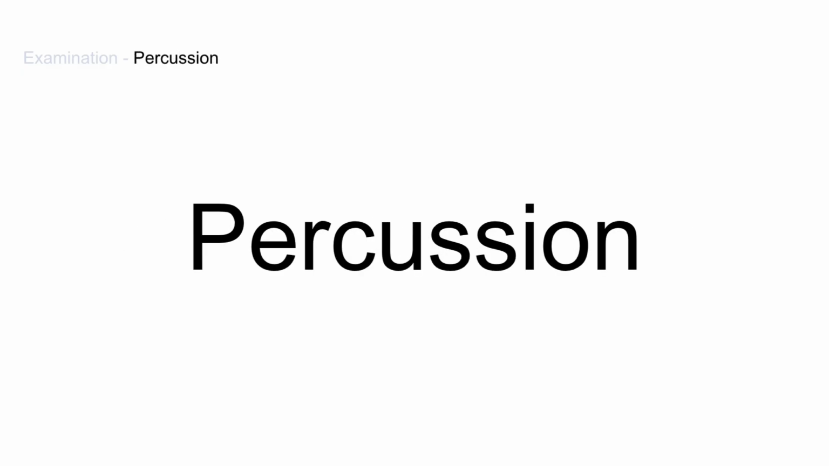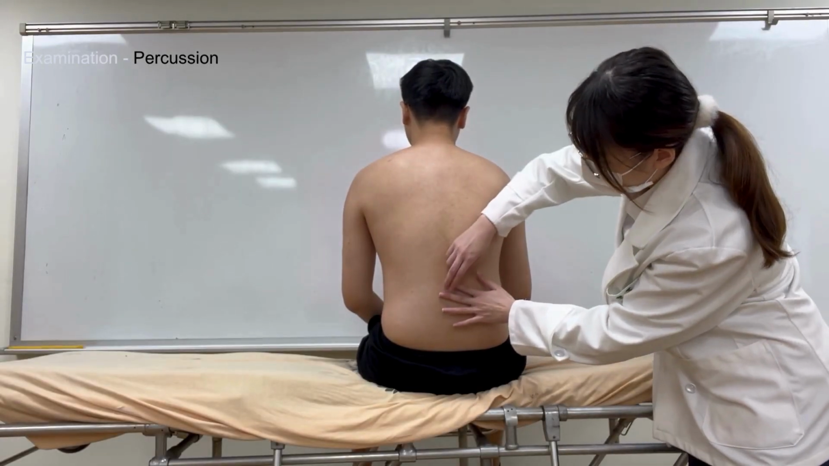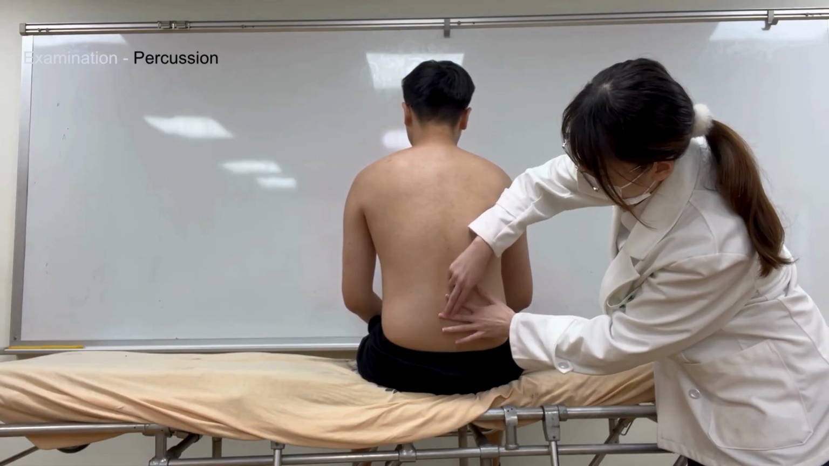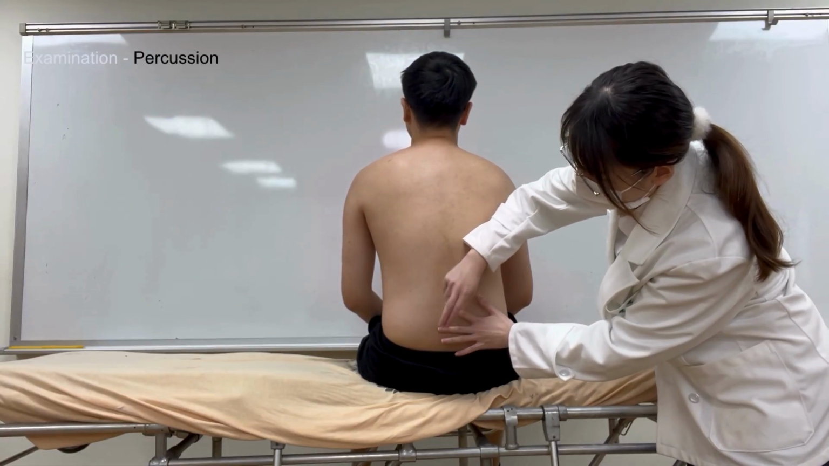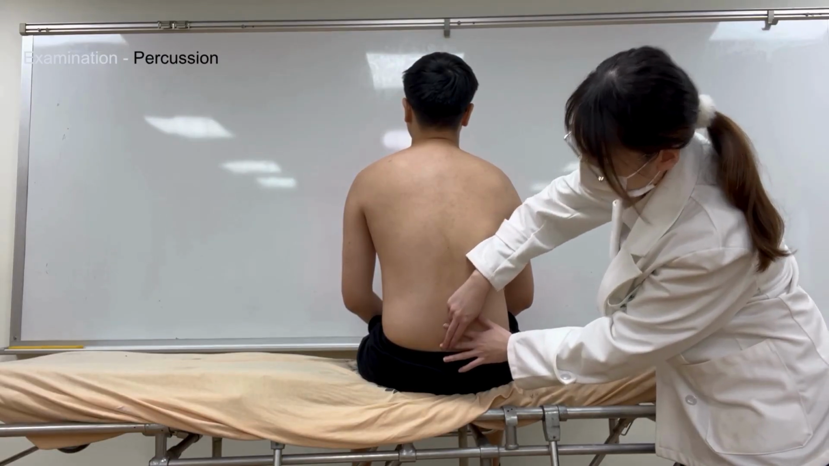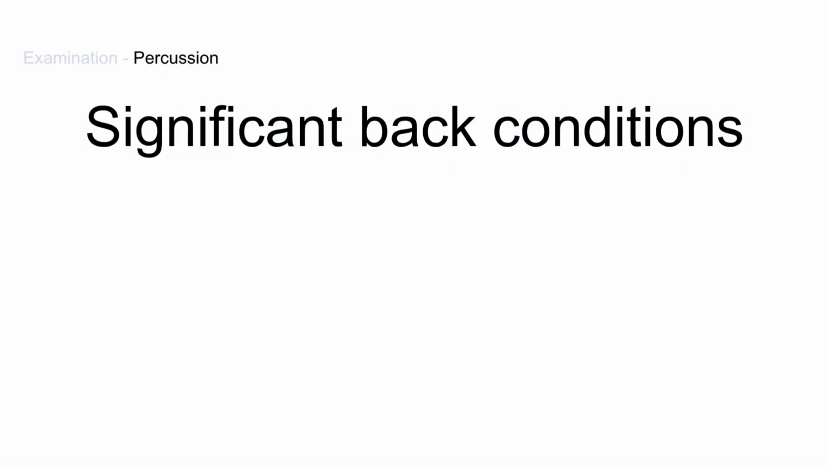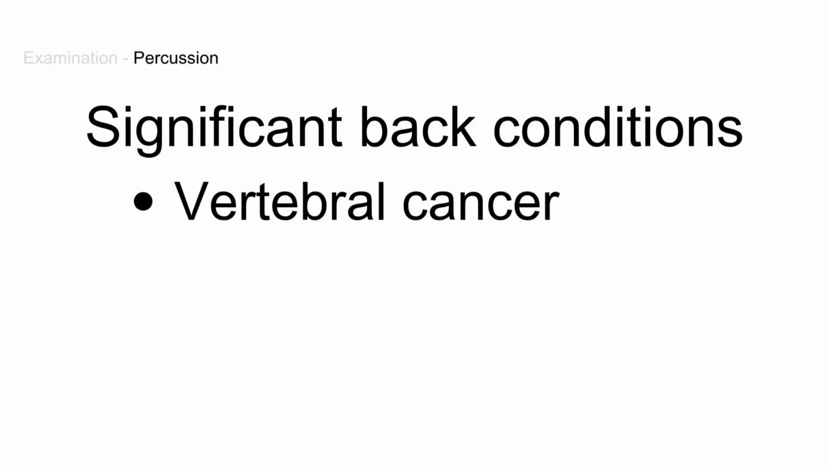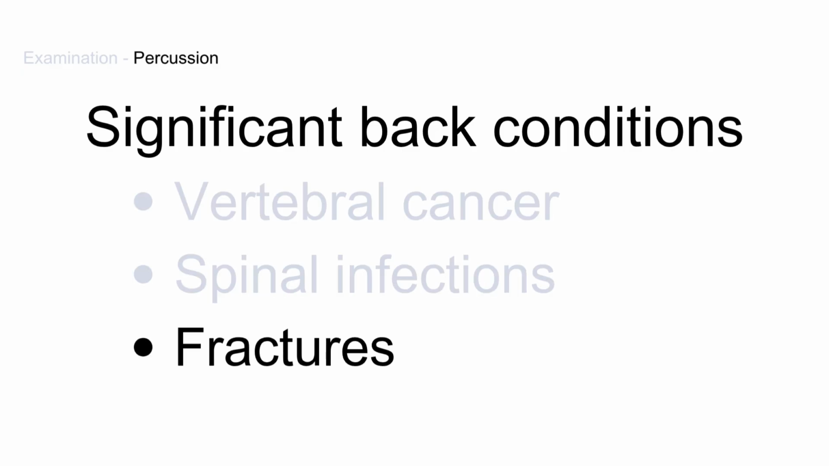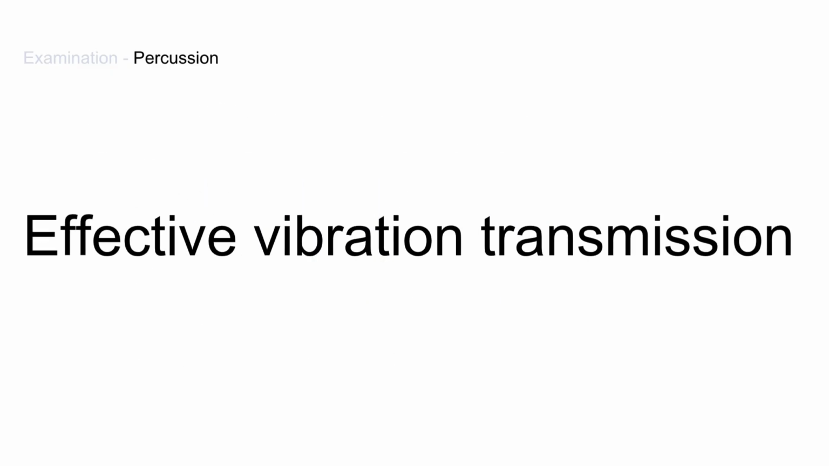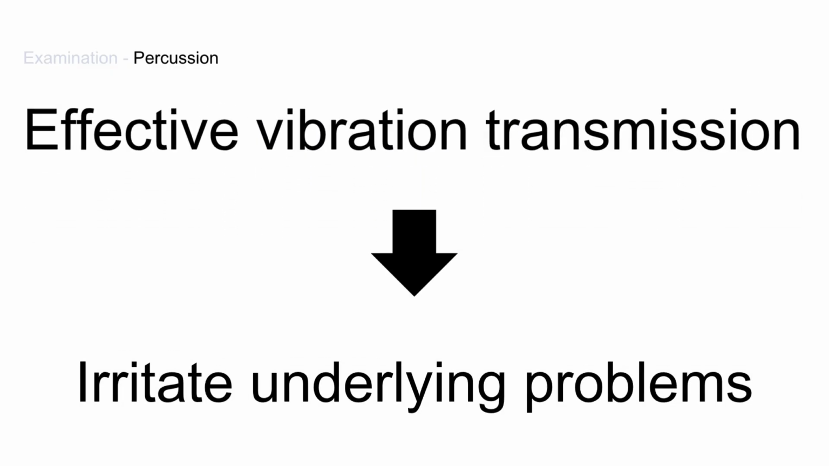Spine percussion is a straightforward physical examination method that can help assess the risk of serious back issues in patients. Typically, tapping on the thoracic and lumbar spine will cause pain in individuals with significant back conditions, like vertebral cancer, spinal infections, or fractures. This is because bone transmits vibrations effectively, which can irritate underlying problems.